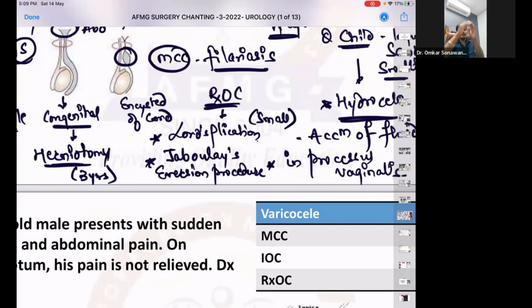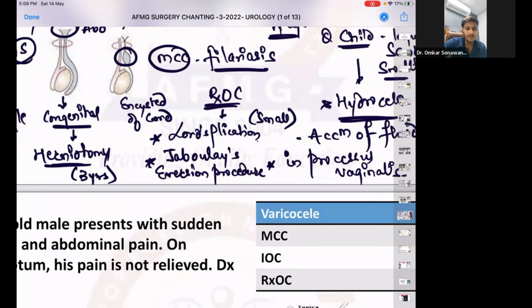Here, you will cut the hydrocele, drain the fluid, evert the sac and suture it. You will evert the covering of the testis and suture it back. So the tunica vaginalis is separated, everted, and sutured from the backside. That is the Jaboulet's eversion procedure. No issues with this. Please remember the Jaboulet's eversion procedure.